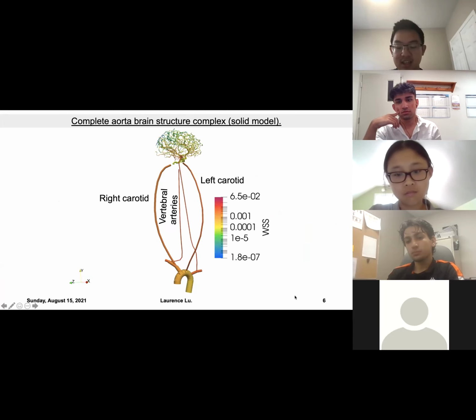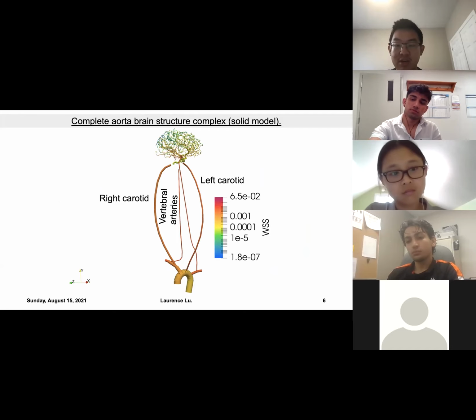On this slide, the image shows a complete aorta brain structure complex, a solid model, where at the bottom you can see the SWC of an aorta model, and the top is the SWC of a brain vasculature. There are three connections that join the aorta with the brain. We can use the inlet data from the SWC to find the coordinates where the brain meets the aorta model.